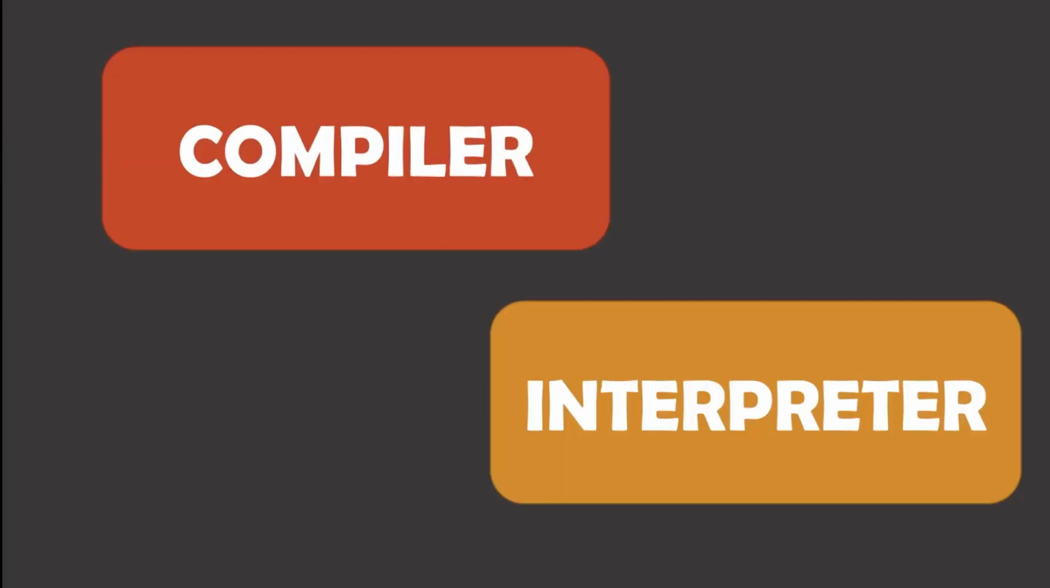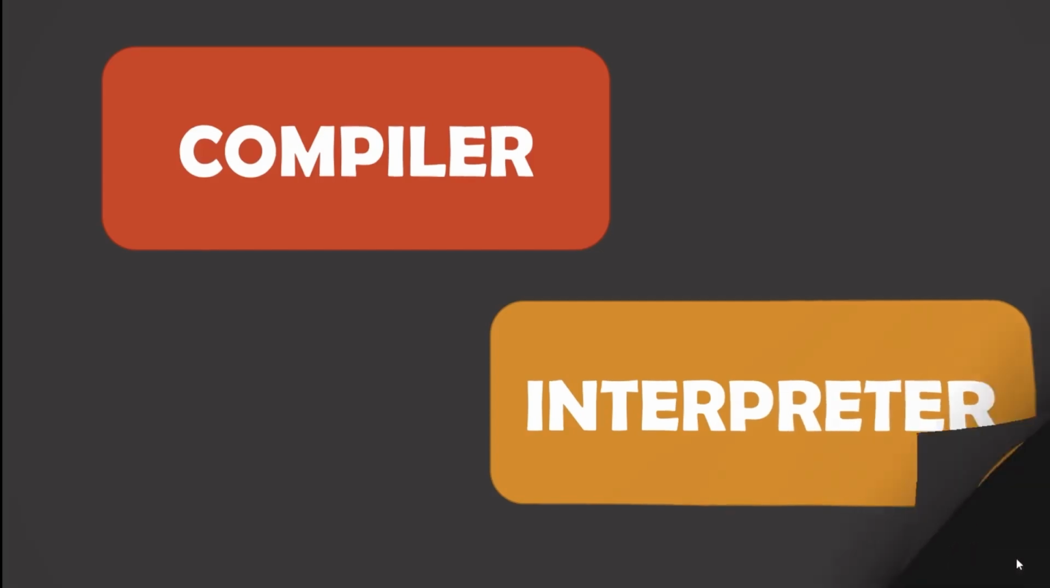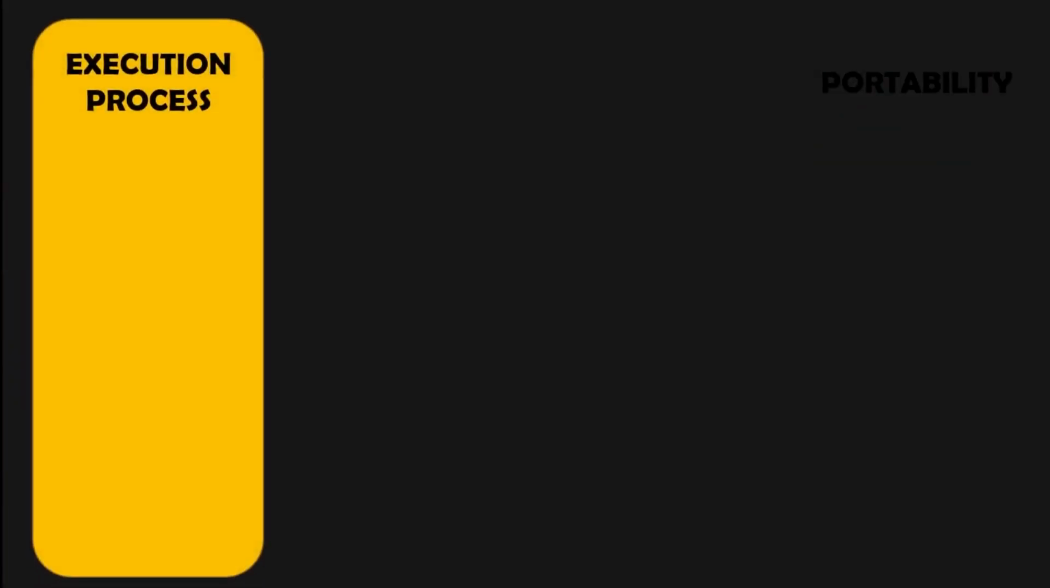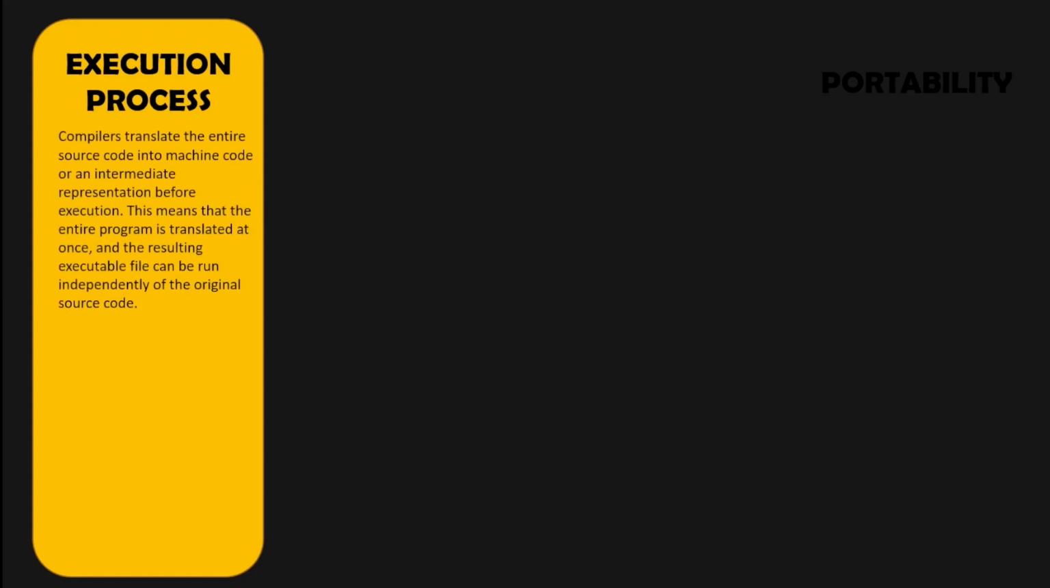Now, let's talk about the difference between compiler and interpreter in detail. Here, we will analyze only a few main differences. 1. Execution process. Compilers translate the entire source code into machine code or an intermediate representation before execution.